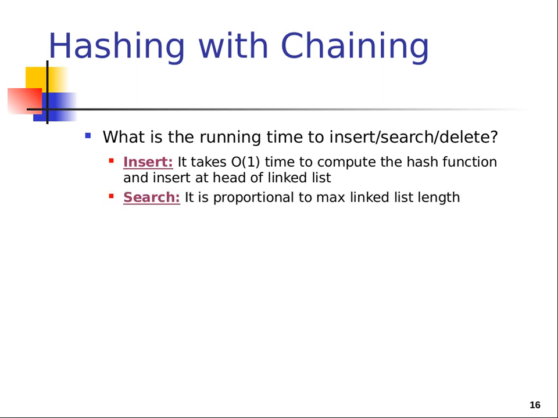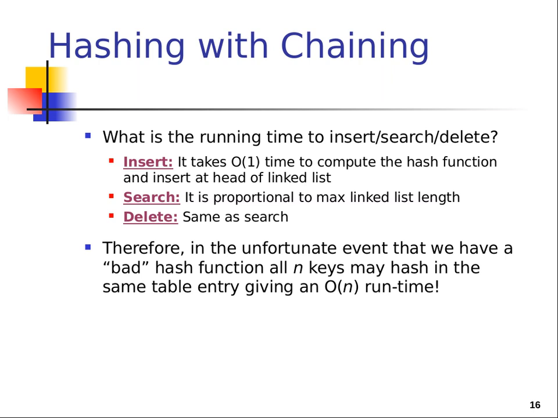Search is proportional to the max list length. Why is it that? Because you have to go through the whole list, right? So if you had a hash table where everything mapped to the same entry, it'd be O of n, where n is the number of elements. So that would be bad. Delete, hopefully you can see it's going to be the same as search.